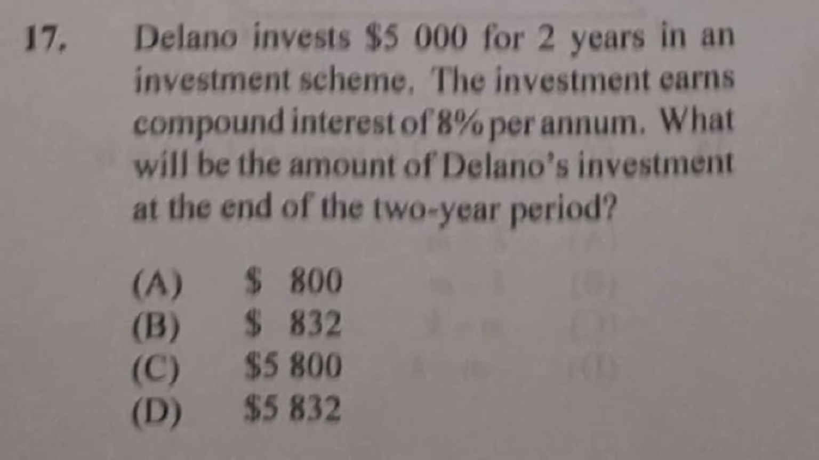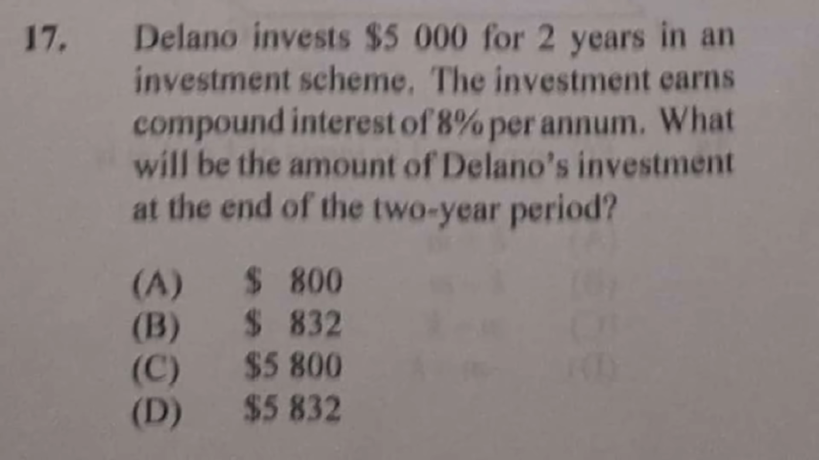Alright, question 17. Delana invests $5,000 for 2 years in an investment scheme. The investment earns compound interest of 8% per annum. What will be the amount of Delana's investment at the end of the 2 year period? Now remember, I said that some of the questions are a bit blurred when I cut them out, but I guess you can listen to my reading and get the question.